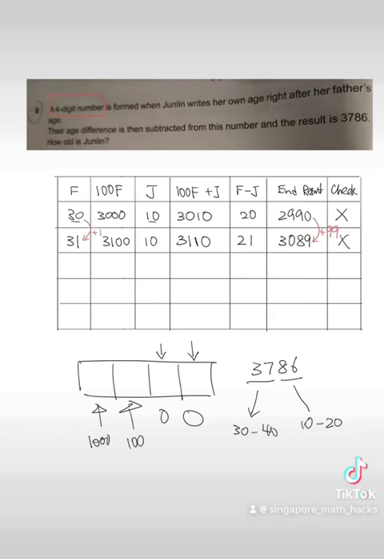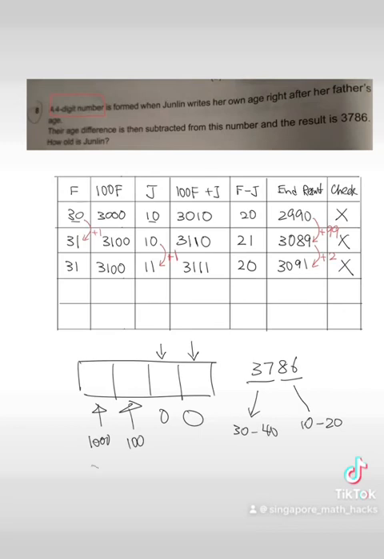Next, we will increase Jinlin's age by 1 to see the effect of increasing Jinlin's age on the end result. So the father is still 31 years old, 100F is still 3100, but Jinlin has been increased by 1 to 11. So the addition of these two is 3111. And then the difference between F minus J would be 20 again. And then the end result will be 3091, which means an increase of only 2. Although the answer is wrong, we have clues on how to solve it now.